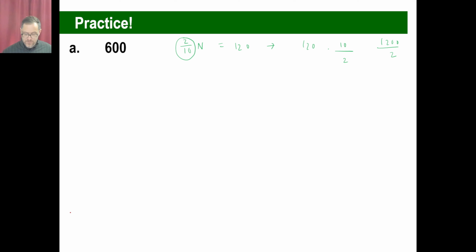50% of what number is 30? You probably guessed that one. Okay, let's just do it the method, all right? Fraction equals fraction. Let's try it that way. 50% of what number is 30?